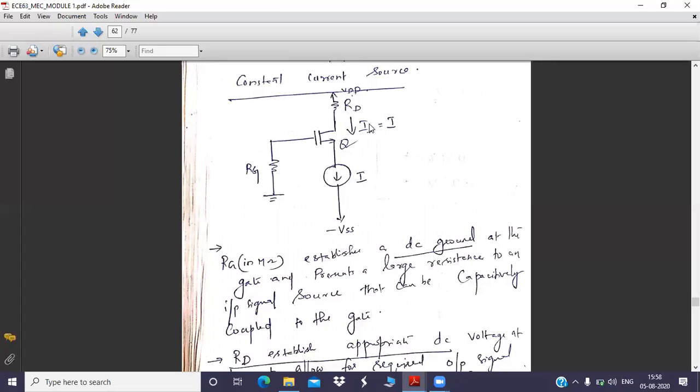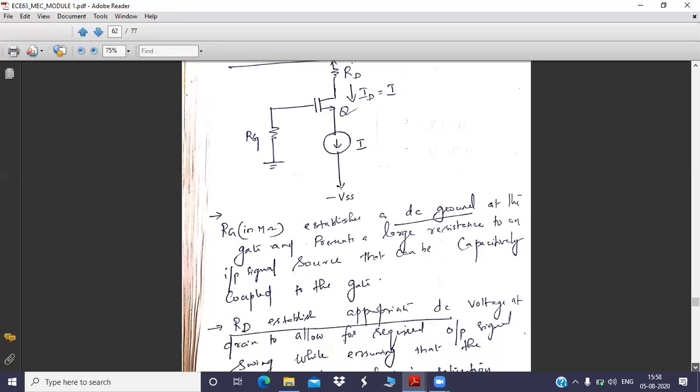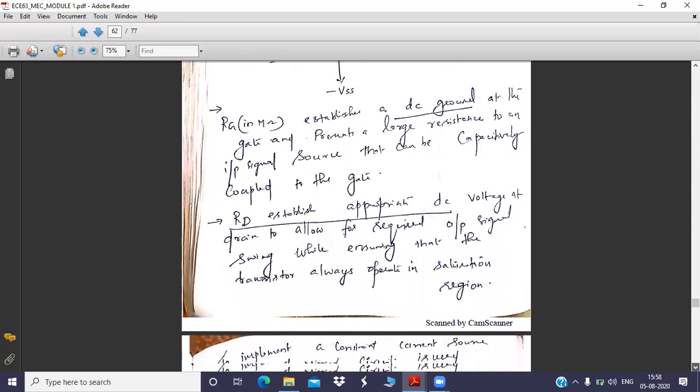But the thing is that the circuit will be complicated. We have to design another circuit for maintaining this I, this constant current source. Excessive power dissipation will happen, and excessive heat dissipation will happen. So for controlling that, you need to have some extra components, like heat sinks. Understood. What is the advantage of the circuit? The advantage is that I will remain constant in spite of any external changes.